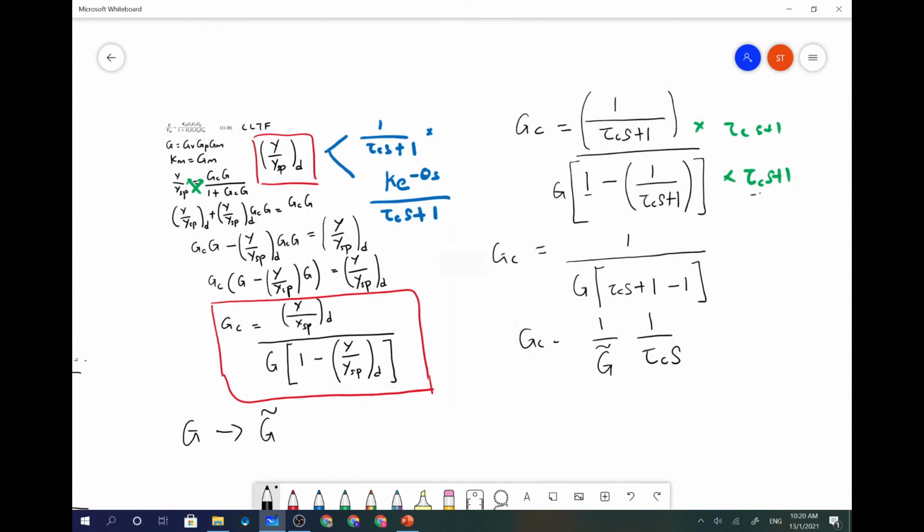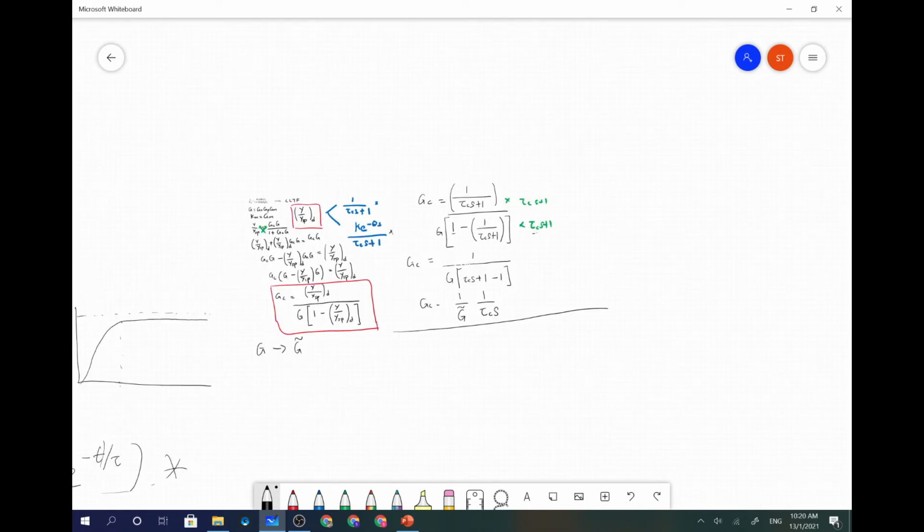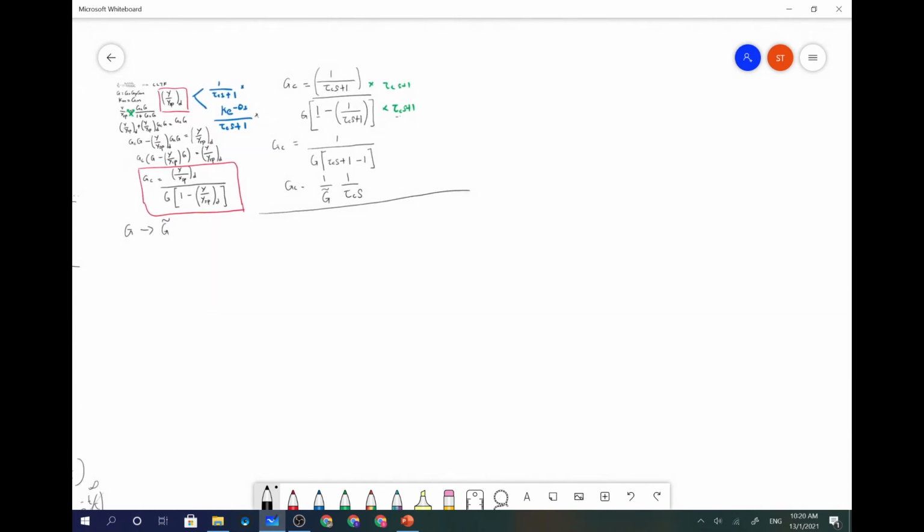So the same goes when you have case number 2. Let's derive for case number 2. Same method, whereby you substitute G equal to K exponent negative theta S over tau CS plus 1.